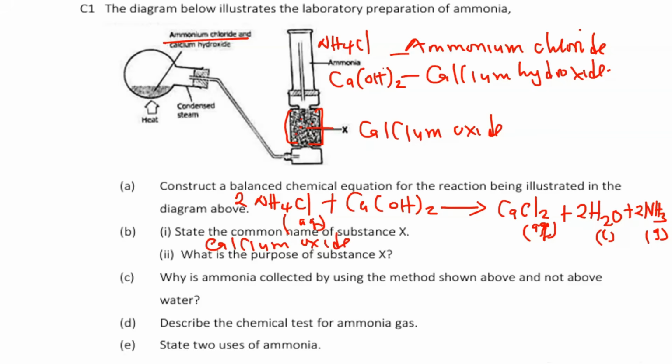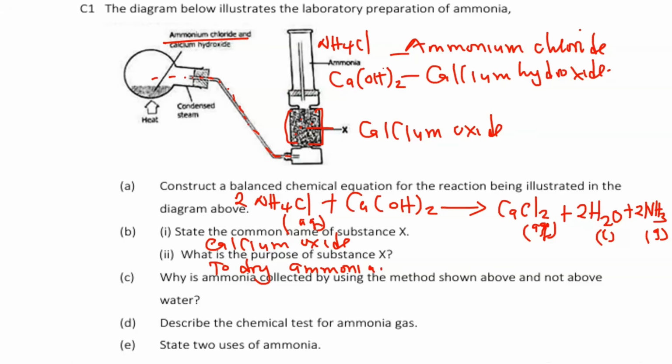And now, what is the purpose of calcium oxide? When ammonia is produced here, it all moves up and down here. You know that water is part of the products here, so the ammonia that escapes might contain some moisture. When it reaches here, it is dried by the calcium oxide. So therefore we say it is to dry ammonia.